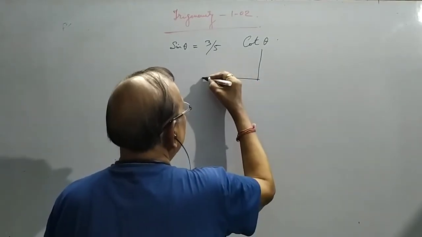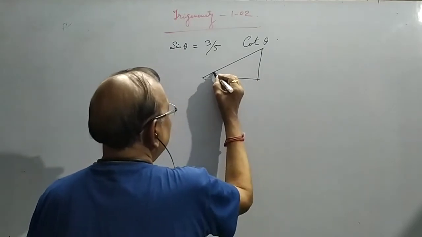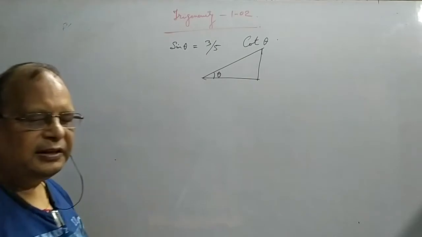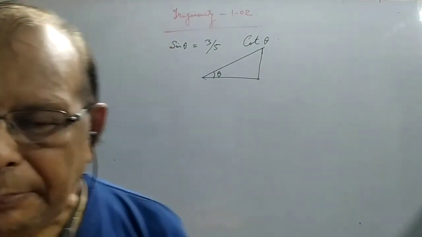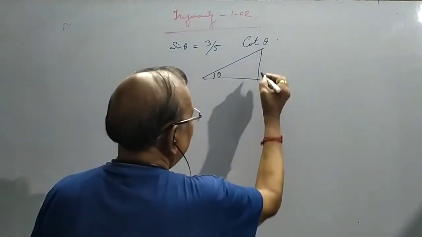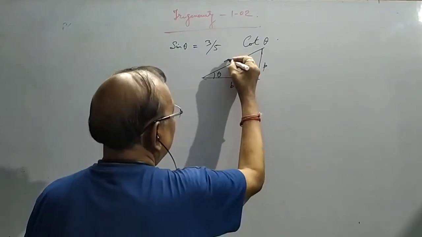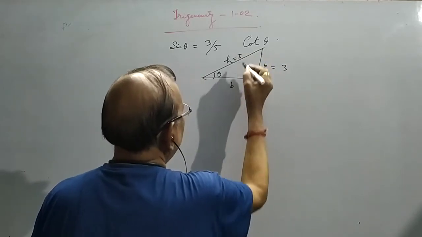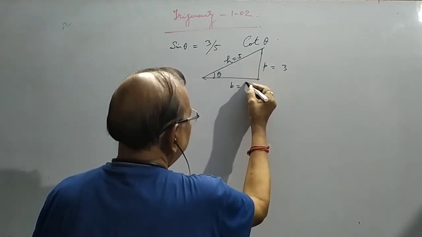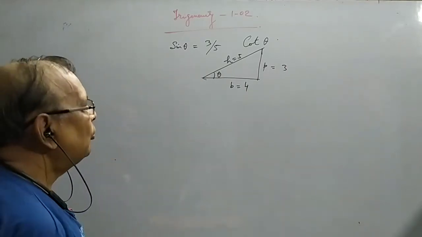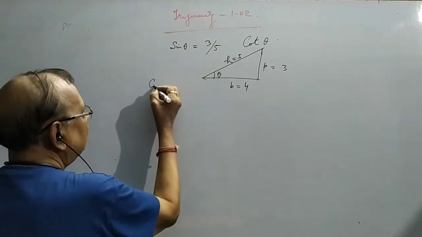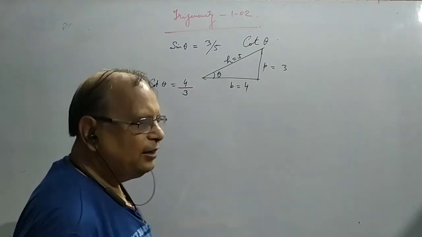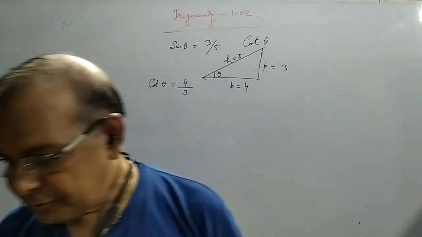What is the criteria? You have studied that is the angle theta. Sin theta is 3 by 5, that is perpendicular upon hypotenuse. So P we assume 3, H we assume 5. Obviously B we get 4. Now cot theta you may get it. That is quite simple. We have gone through this trigonometrical ratio in 10th class.